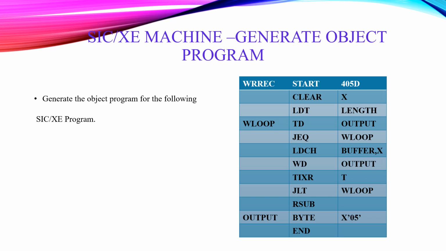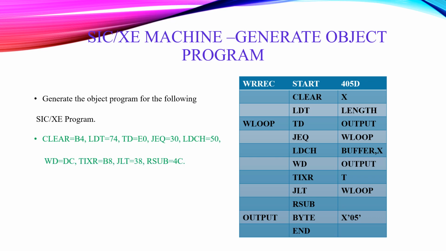This is the program given to us. Along with this, the opcode data for the mnemonics is also given. Considering this data, first we need to find out the location counter, and then the object code for each instruction. After that we have to convert this program into an object program.